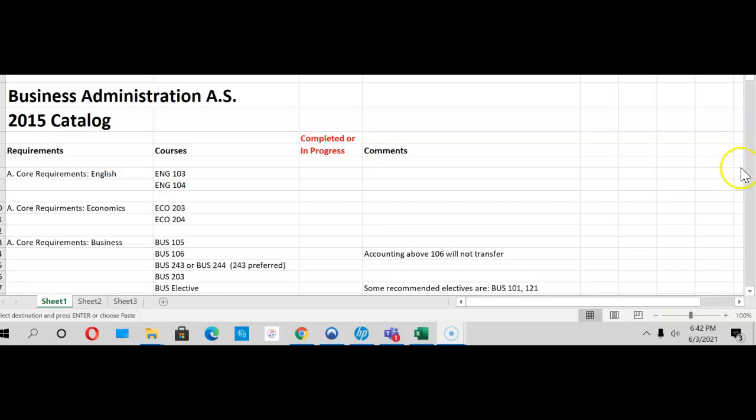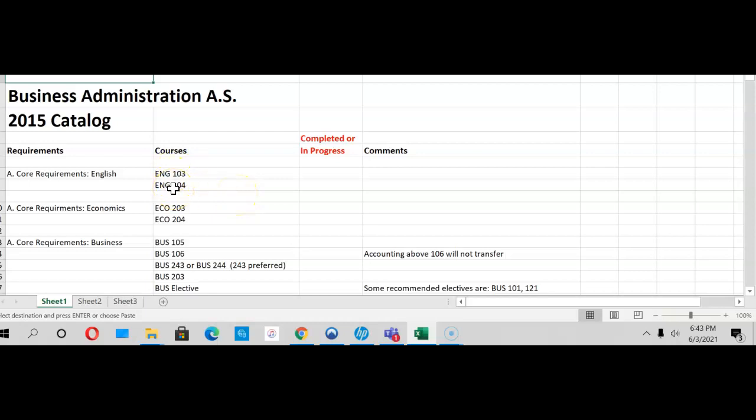Here is the business program, our transfer program, Associate of Science, AS degree. As you can see here, this comes from the 2015 catalog. That's when the program was revised a little bit. And right here are the requirements, and over here you can check the box. This is the spreadsheet I included in the email.